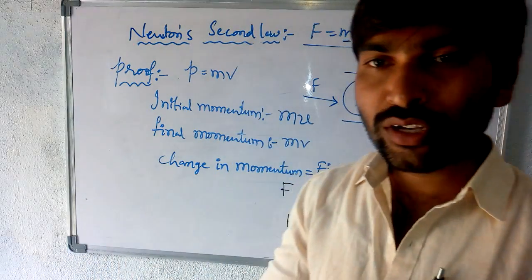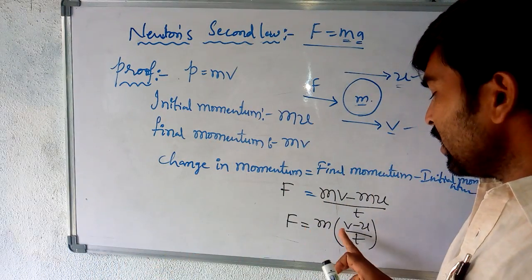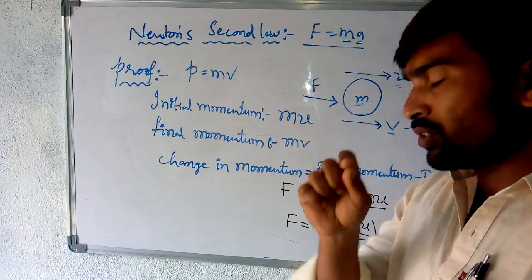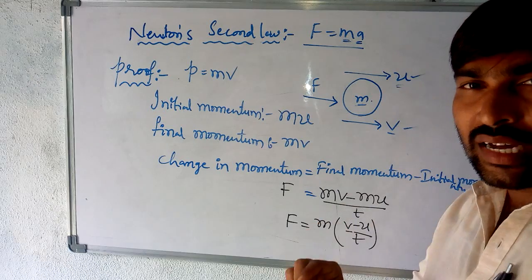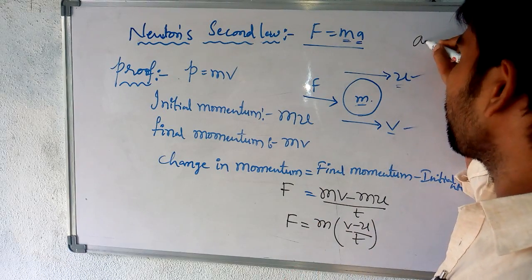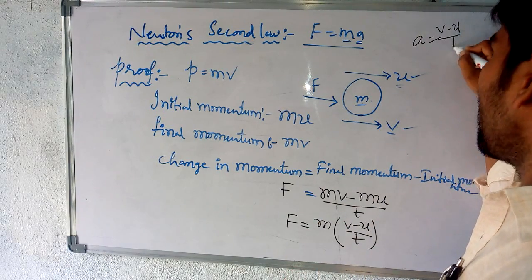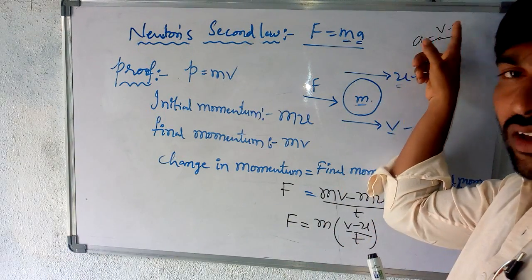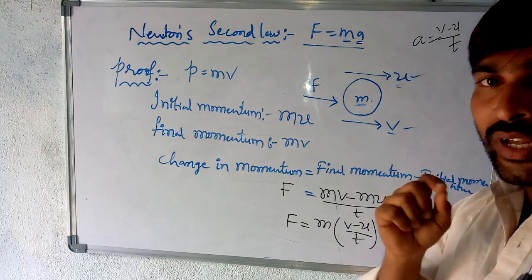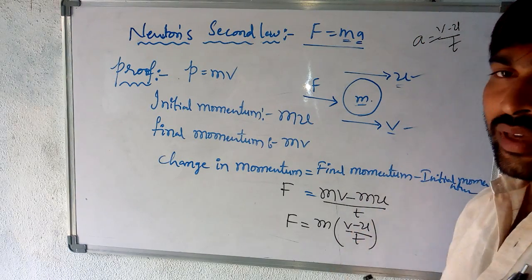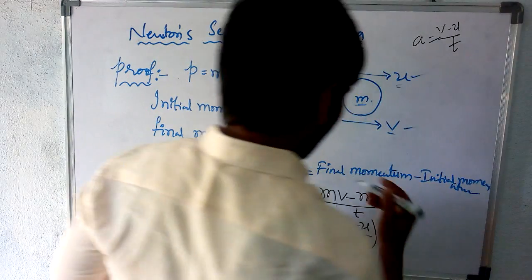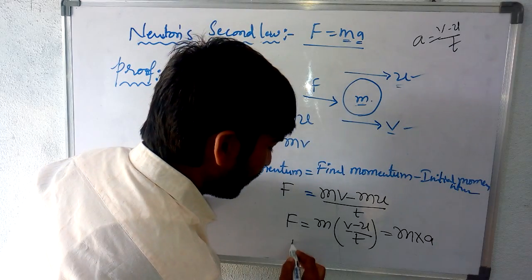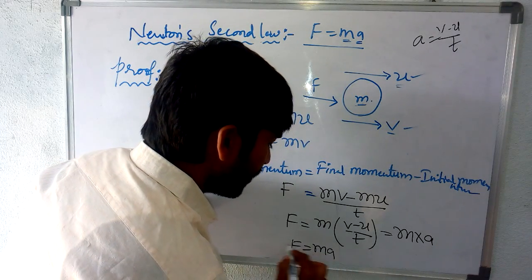Here the velocities will be different. The final velocity minus initial velocity, the change in velocity with respect to time, is considered as acceleration. A is equal to (v minus u) by t. That's why I am writing here A. A means acceleration. So this is m into A. Then the last one is F is equal to ma.